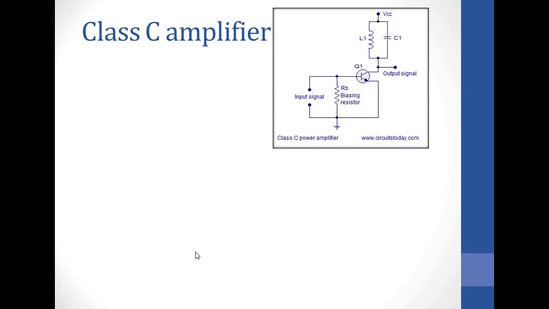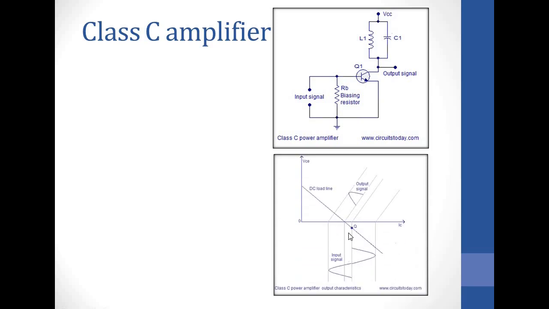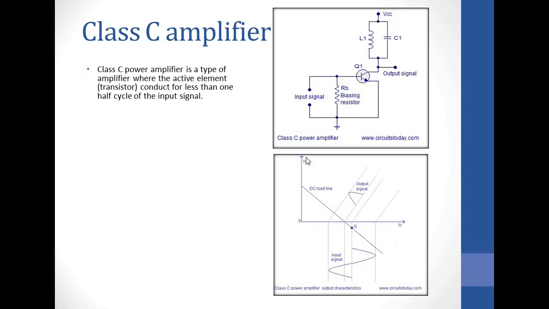Then lastly, we've got class C. The class C amplifier, as shown here, operates for less than 180 degrees. It operates from this point to that point of this input cycle. So it conducts for less than half the cycle. It conducts between 80 degrees and 120 degrees.